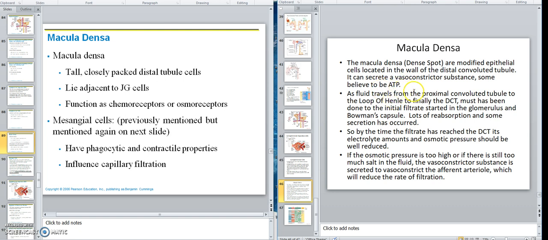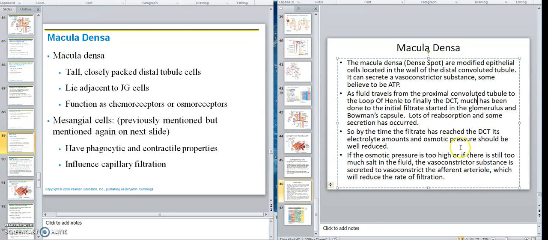As fluid travels down from the proximal convoluted tubule to the loop of Henle to finally the distal convoluted tubule, much has been done to the initial filtrate. The initial filtrate started in the glomerulus and Bowman's capsule. Lots of reabsorption and secretion has occurred, because you had the proximal convoluted tubule to do more and some in the loop of Henle. So by the time the filtrate has reached the DCT, its electrolyte amounts and osmotic pressure should be well reduced. Because once you remove solute, the osmotic pressure should come down.